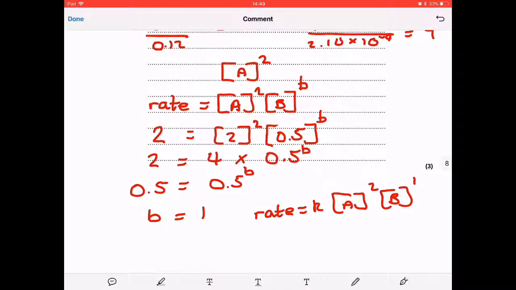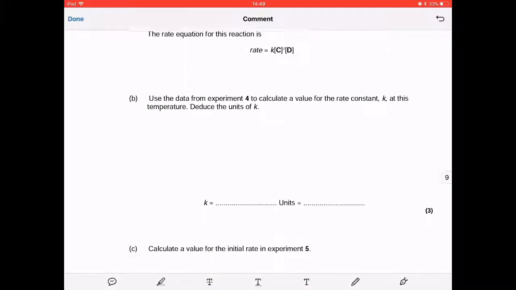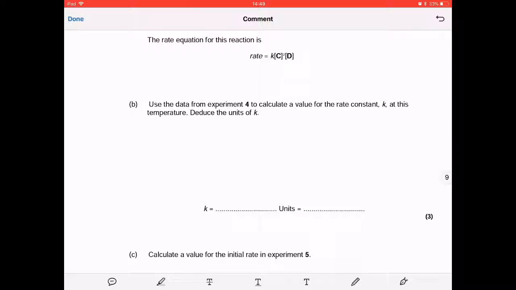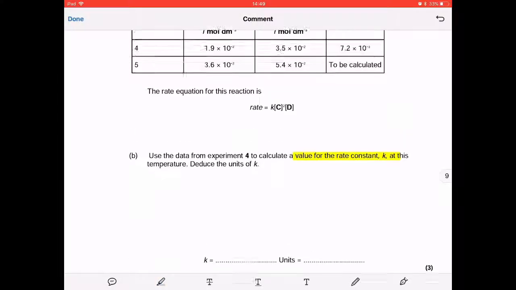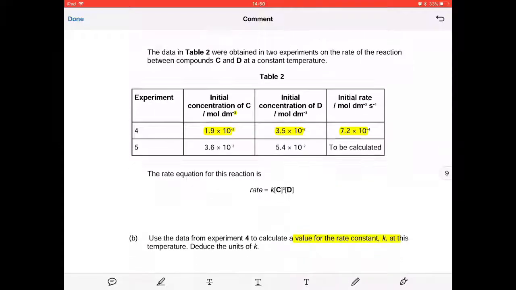And that is how we get to our answer, and that gets us all 3 marks. Moving on, the rate equation for a second reaction is rate equals K C squared D, and this time we're going to be calculating the value of the rate constant K. To do that, all we're going to do is take the complete set of data from experiment 4. That information is highlighted here, and we're just going to input that data into our rate equation.